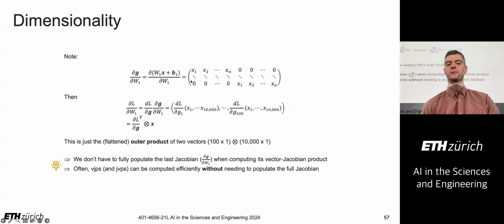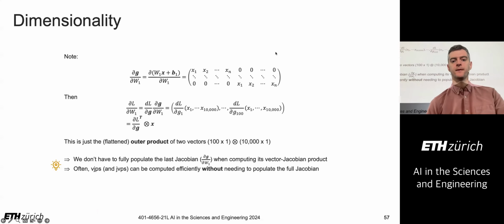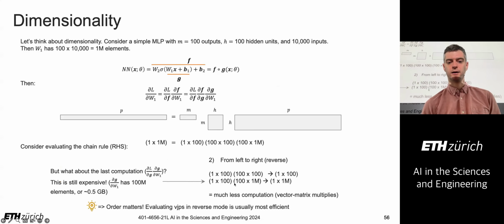It's very trivial to show that this matrix just has x's along the row here, and then that x vector is just repeated across all the rows of the matrix, and there are zeros elsewhere. So this is basically a very sparse matrix, and we can collapse this down into what is mathematically equivalent, which is just a flattened outer product between the gradient of the loss with respect to g and the input vector x, when we're doing this vector Jacobian product in this step here.